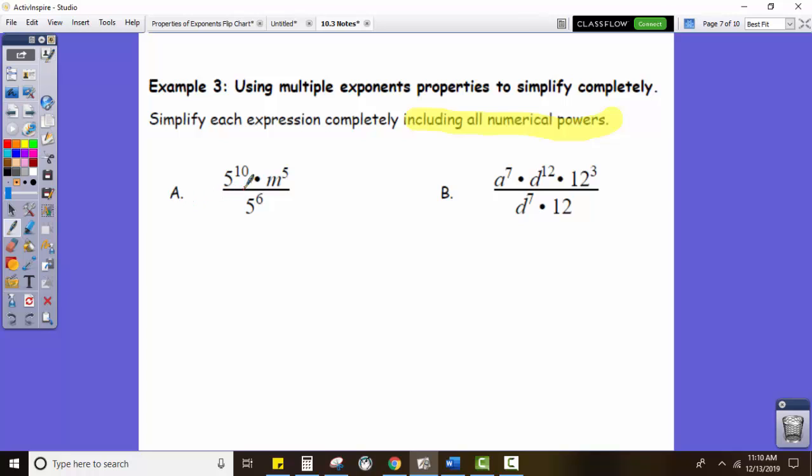So for A, let's take a look. We've got 5 to the 10th times m to the 5th. Now you might be thinking, oh, I need to simplify the top. But you can't because you don't have the same base here. 5 and m are not the same base. So we kind of leave that alone for now.